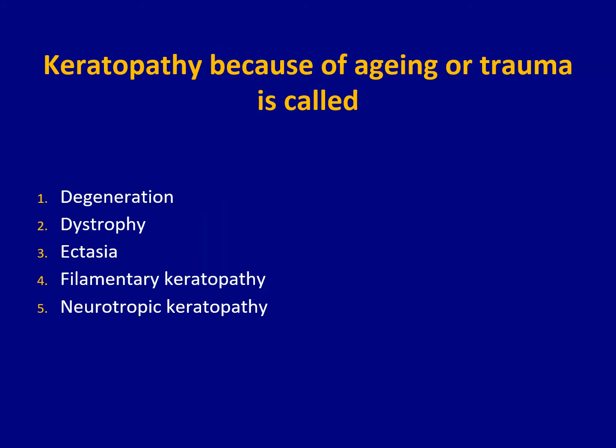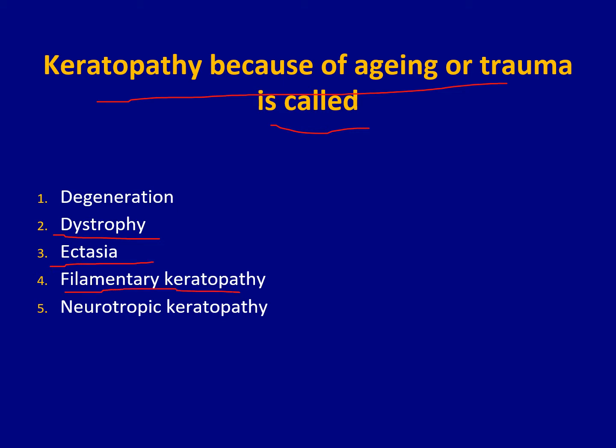Next MCQ, keratopathy because of aging or trauma is called degeneration, dystrophy, ectasia, filamentary keratopathy, or neurotropic keratopathy. The answer lies in the same slide we just saw in VHB 7.1. Dystrophy is because of genetic disorders. Ectasia is a group in which the cornea comes forward.